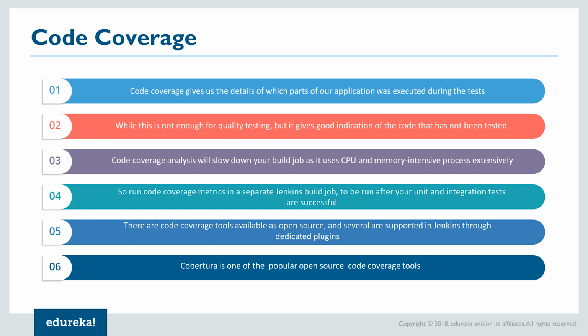That's an important thing to understand, as it uses CPU and memory extensively. This is something you need to keep in mind when you put a code coverage step in your CI/CD pipeline, because it is a resource intensive step, so you need to be prepared for that. As a best practice, you can run the code coverage metrics in a separate Jenkins build job, to be run after your unit and integration tests are successful.